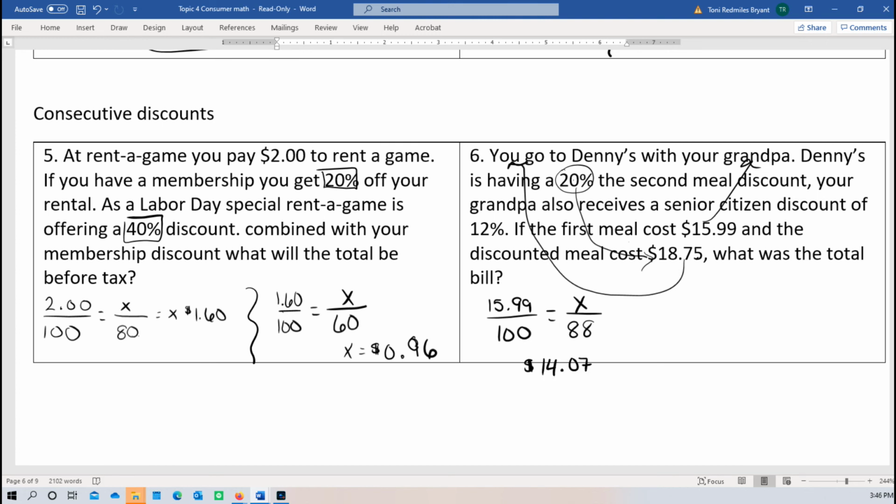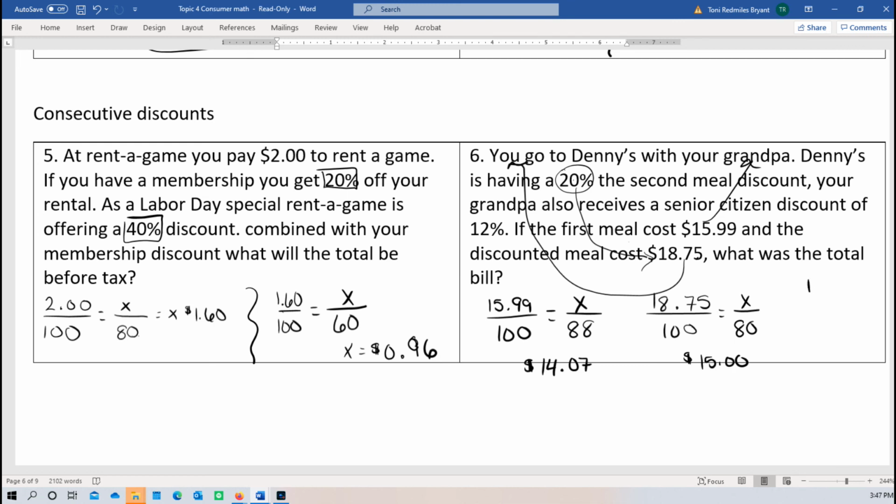Okay. Now your meal costs $18.75. That's 100% of your meal cost, but you get a 20% discount since you're the second meal. So that means you're only doing 80% of that. All right, so I got to discount that, 18.75 times 80%. And this meal is only going to cost $15.